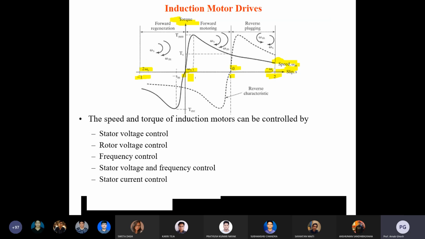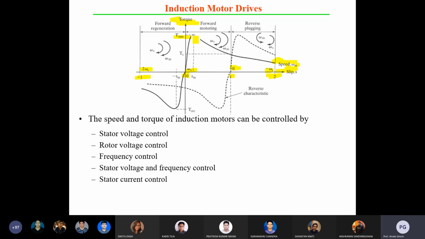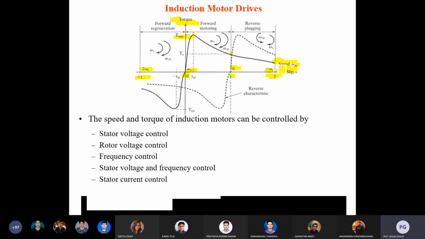From 0 slip, the torque gradually increases, varying linearly, until the maximum torque is reached, and then it gradually decreases. For speed, you can see 0, then synchronous speed, then the speed goes to 0 and on to minus synchronous speed. The direction of rotation will be different.